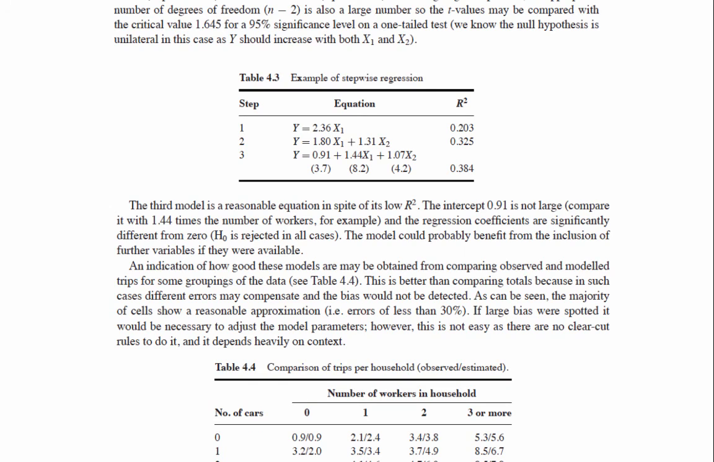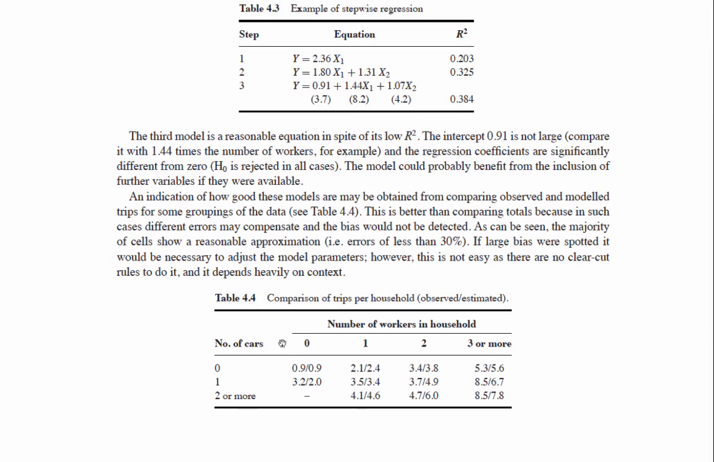Another way of looking at the goodness of fit of such models is to look at the individual residuals for each category or for each case. So in table 4, we compare the predicted value using the last model versus the observed value in the data. For example, for a household with no car and no workers, the observed value was 0.9 trips per household, and the model also estimates 0.9 trips per household.